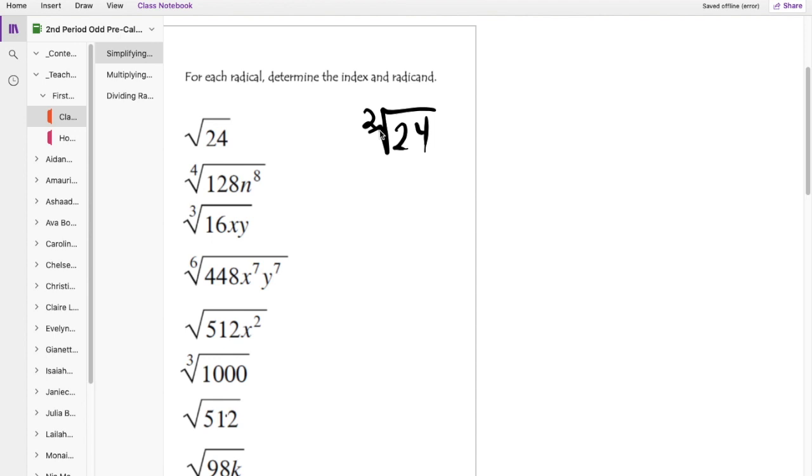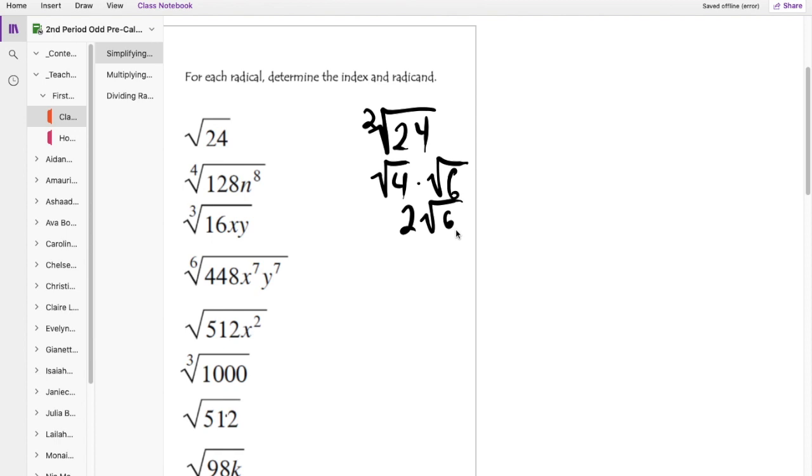So I know that 4 times 6 gives me 24. So that means that this can actually be split up by saying this is the square root of 4 times the square root of 6. And we know what the square root of 4 is. The square root of 4 is just 2. So this radical simplified down to 2 square root of 6. Depending on what the number is inside, we may have to go and still simplify.